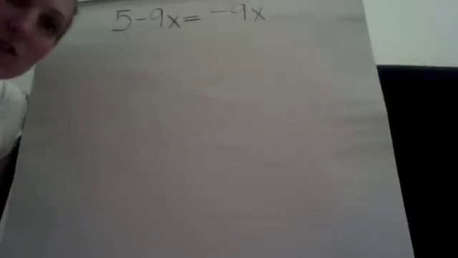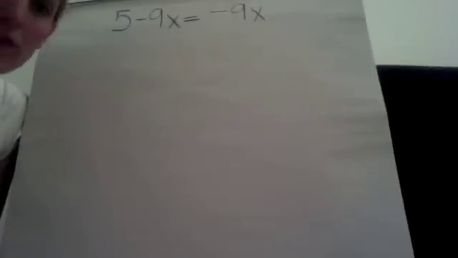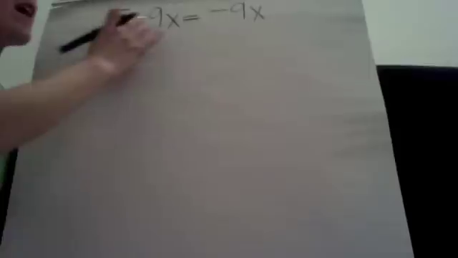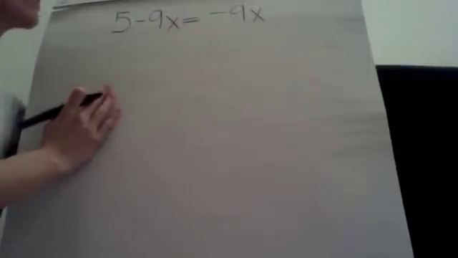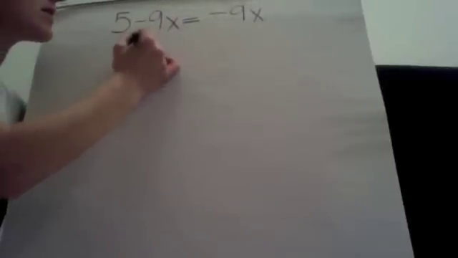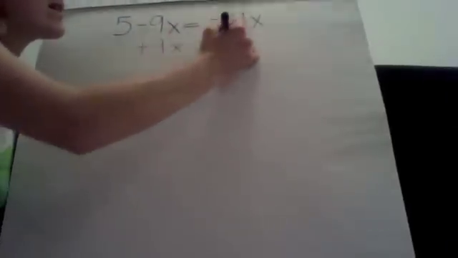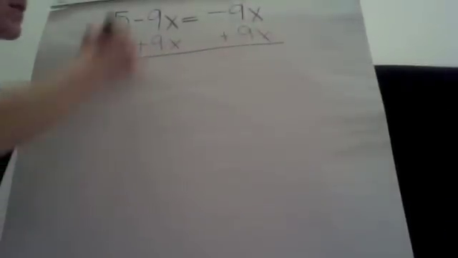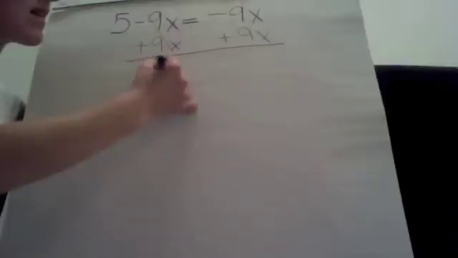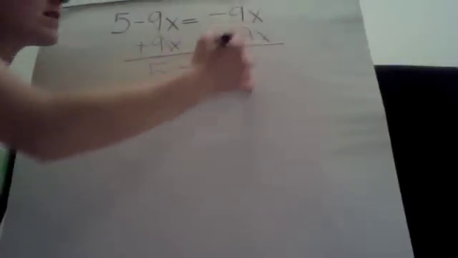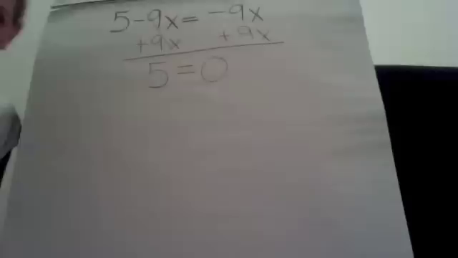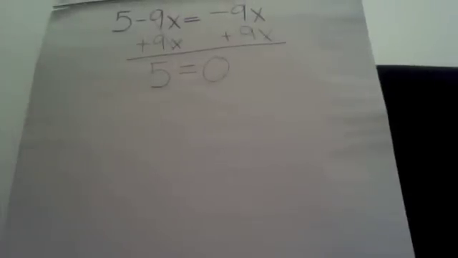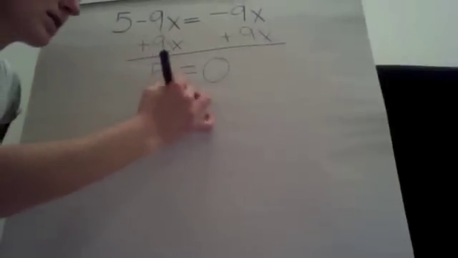Okay, I thought we'd go ahead and do some more examples from section 4.3 before moving on. Suppose we have 5 minus 9x equals negative 9x. First thing I'm going to do is add 9x to both sides. That's going to give me 5 in my left member equals 0. Here's the question. Can 5 ever equal 0? No. So the answer to this problem would be no solution.